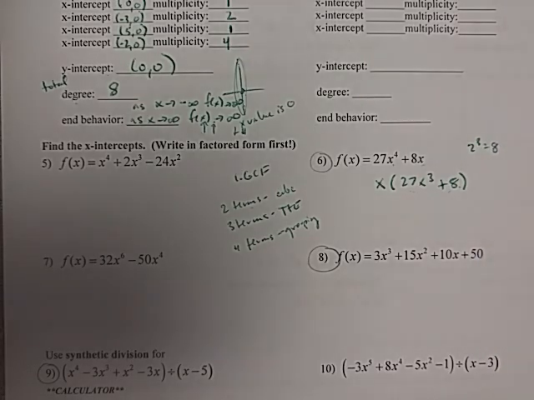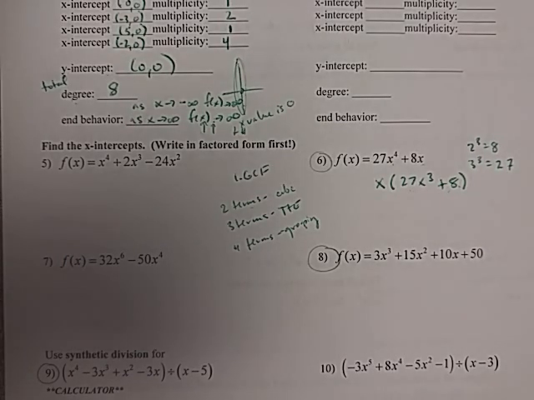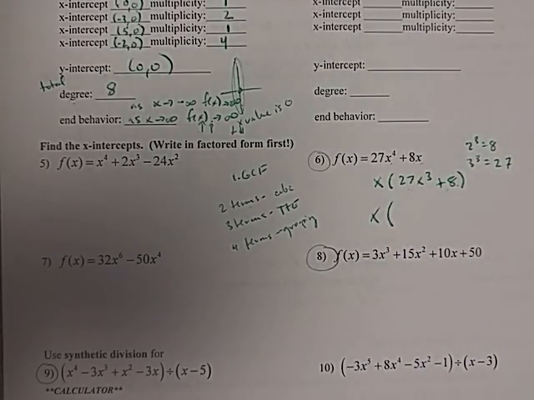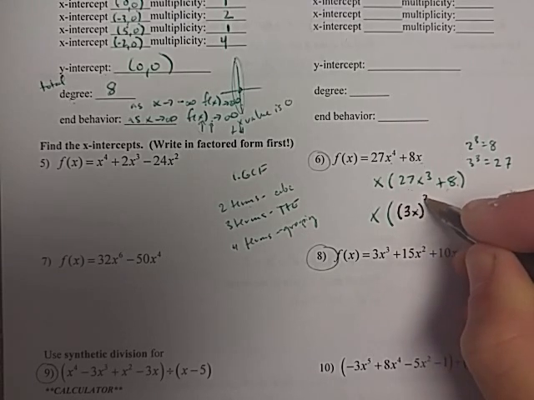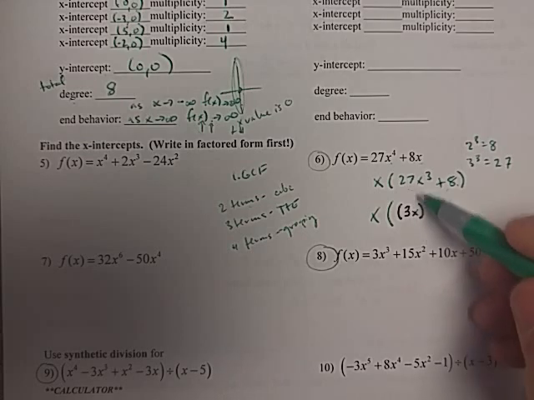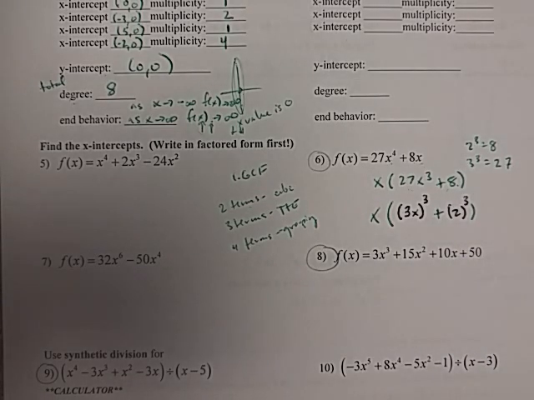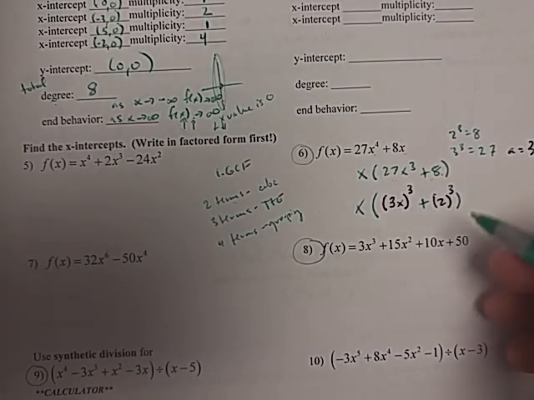2 cubed is 8. You can check that. 2 times 2 times 2 gives you 8. And 3 cubed is 27. 3 times 3 is 9 times 3 is 27. So this is going to follow the cubic pattern with my a value being 3x. That's what's being cubed to get 27x cubed. And with my b value being 2, that's the number that's being cubed to get 8. So if a is 3x and b is 2, then we're just going to follow my pattern.